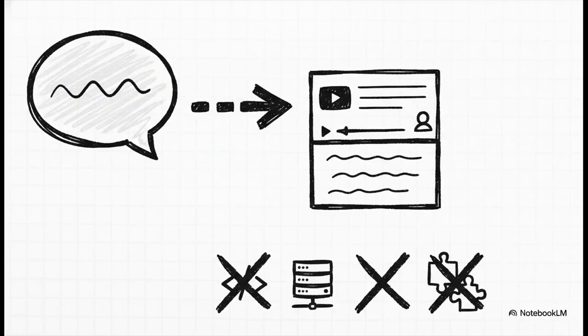Think about it. You could just type in something like, hey, create an app that takes a YouTube link and gives me a summary of the main points. And that's it. No messing with APIs, no setting up servers, absolutely no code. Just an idea and a sentence.